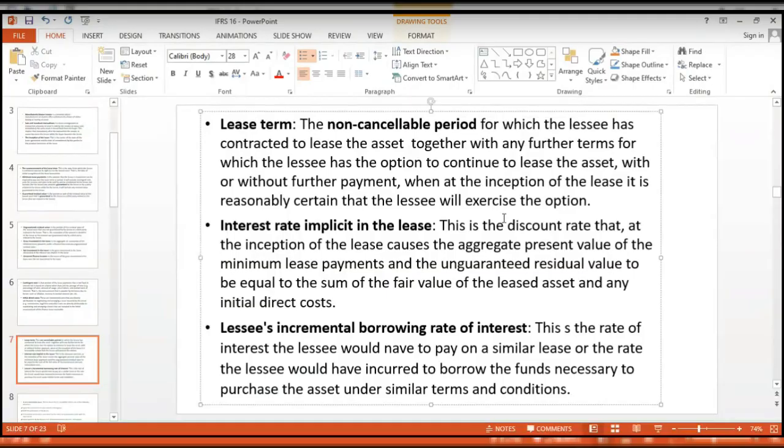Interest rate implicit in the lease. This is the discount rate at the inception of the lease that causes the aggregate present value of the minimum lease payment and the unguaranteed residual value to be equal to the sum of the fair value of the leased asset and any initial direct cost.